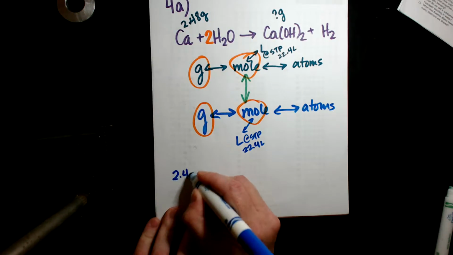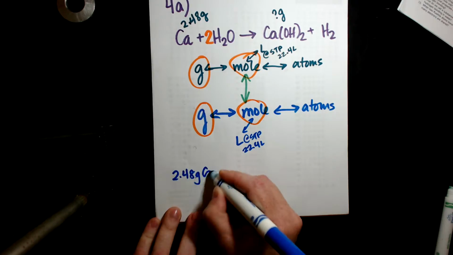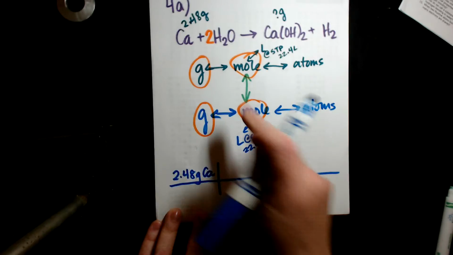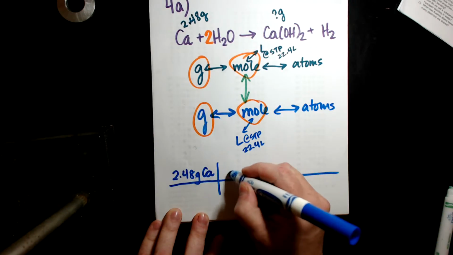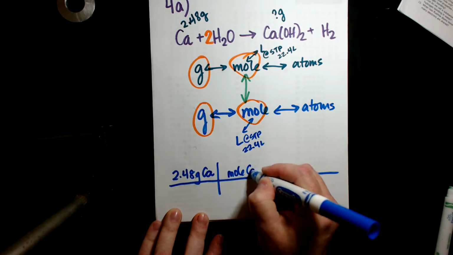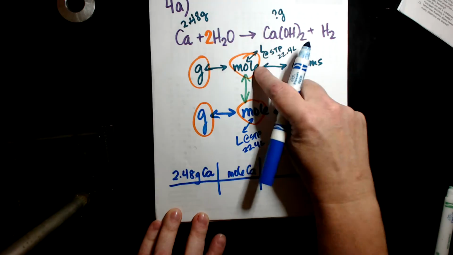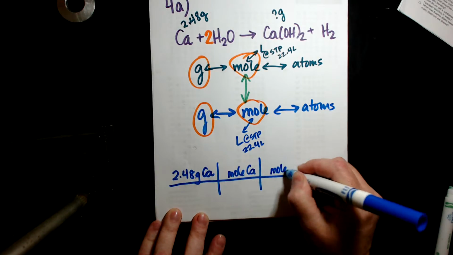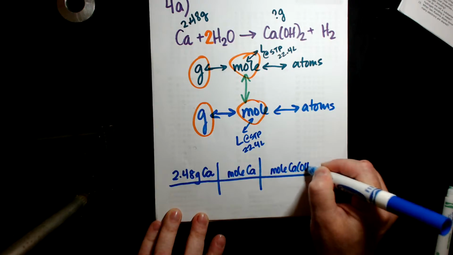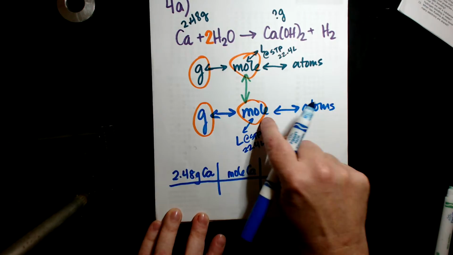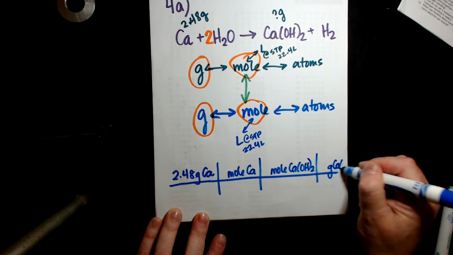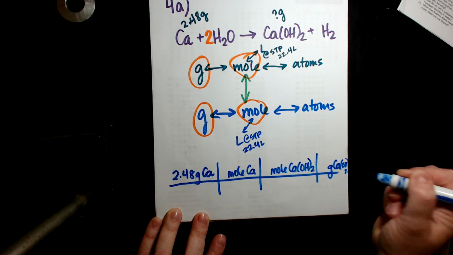So again, the only number you're going to use is what your given is. So I have 2.48 grams of calcium, and I'm going to go from grams of calcium to moles of calcium. From moles of calcium, I'm going to go to moles of calcium hydroxide. From moles of calcium hydroxide to grams of calcium hydroxide. Oh, I didn't leave enough space.